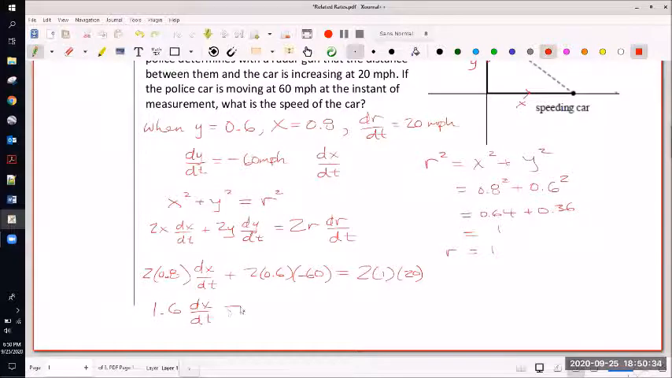I'll take a few steps here. Plus, this actually becomes minus because of the negative sign here. And this is 72. And this equals 40. So that when we solve for dx/dt, we add 72 to both sides, we get 112 divided by 1.6.